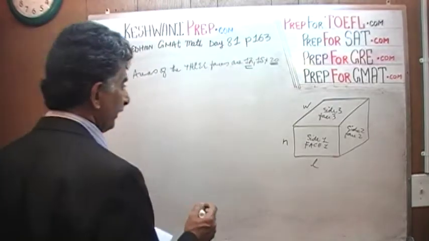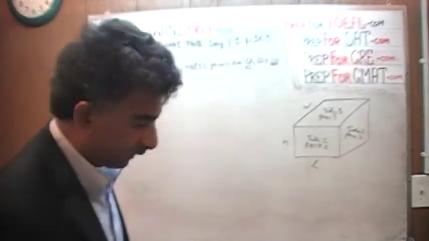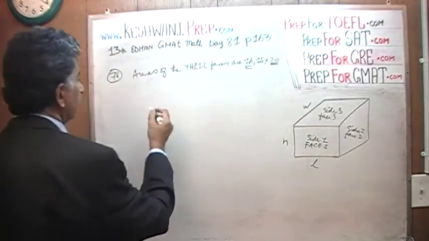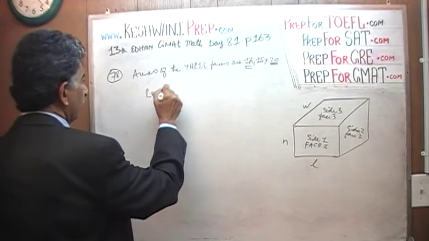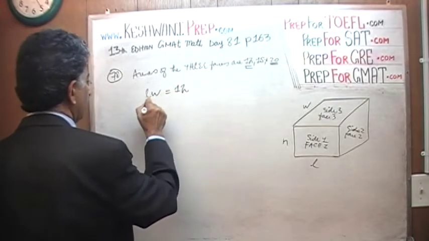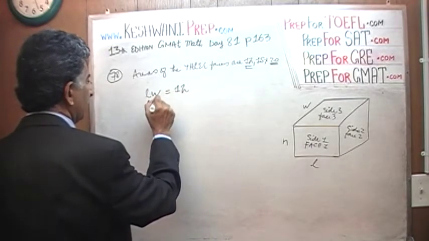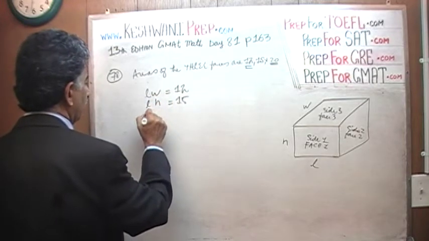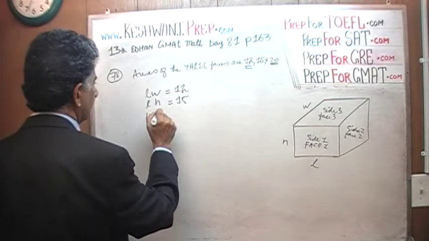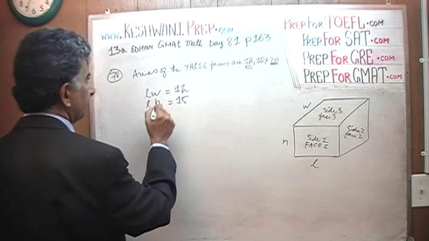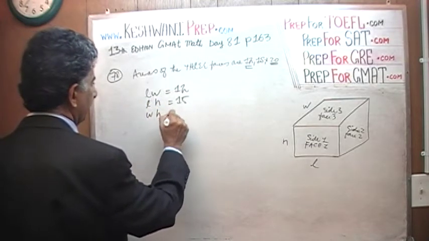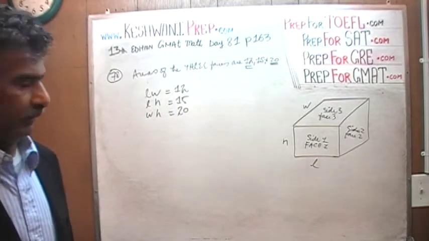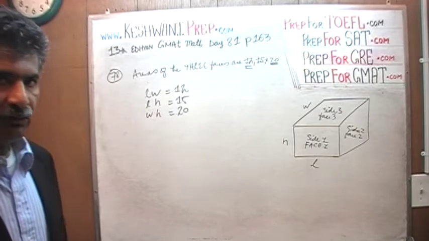So they tell us that the areas of the 3 faces are 12, 15, and 20. So again, I'm just going to pretend length times width is 12, length times height is 15, and width times height is 20. As I already explained to you, it doesn't matter, okay? The question is, what is the volume?